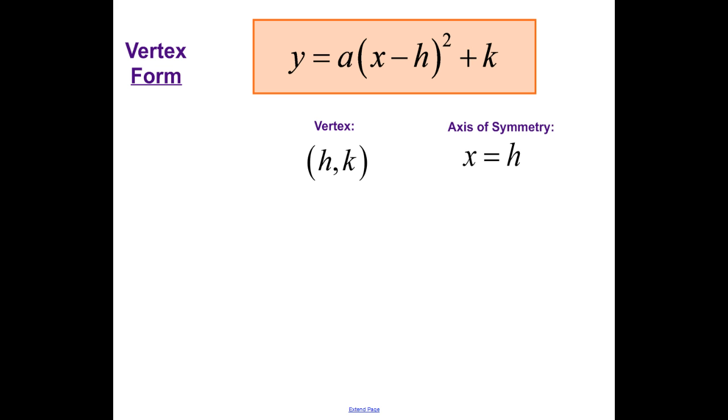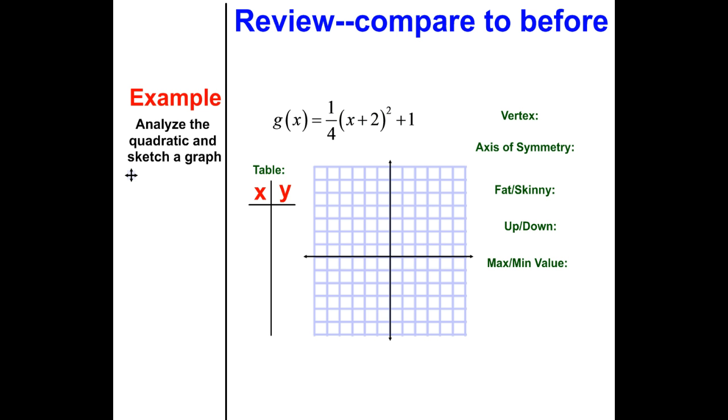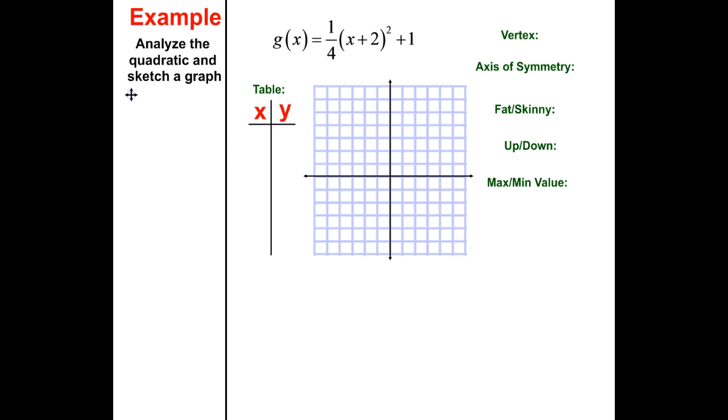Now we only have one point there, so we're going to have to figure out other points by using the table from that. But I'm going to show you quickly how to graph. I might do one of these. So let's look at this problem here. The vertex, again, we have to do the opposite of the inside there, so it's going to be negative 2, 1. Our axis of symmetry is at x equals negative 2.